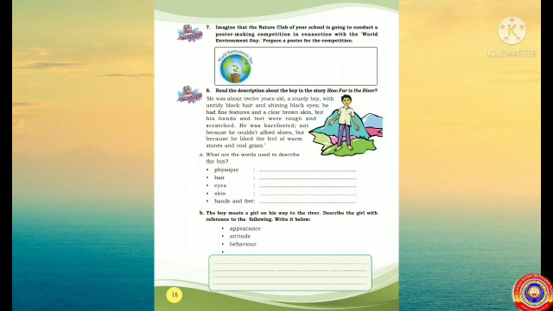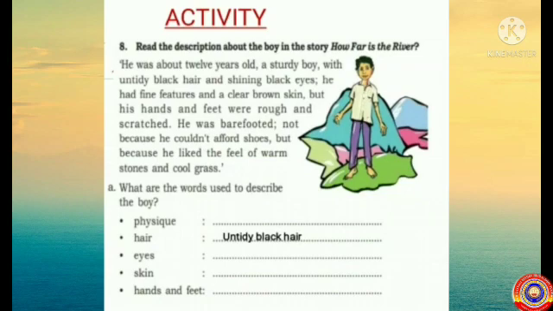Now it's time for an activity. All of you take page number 16. Look at the 8th activity. I'll read the question. Read the description about the boy in the story How Far Is the River? He was about 12 years old, a sturdy boy with untidy black hair and shining black eyes. He had fine features and a clear brown skin, but his hands and feet were rough and scratched. He was barefooted not because he couldn't afford shoes, but because he liked the feel of warm stones and cool grass. A. What are the words used to describe the boy?